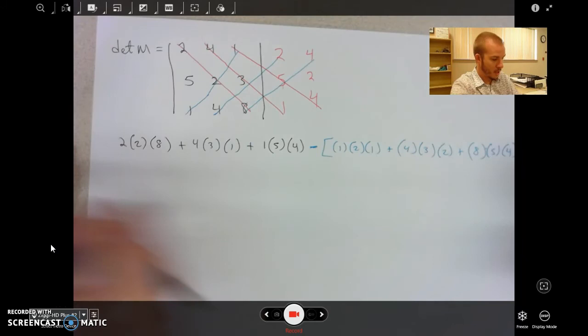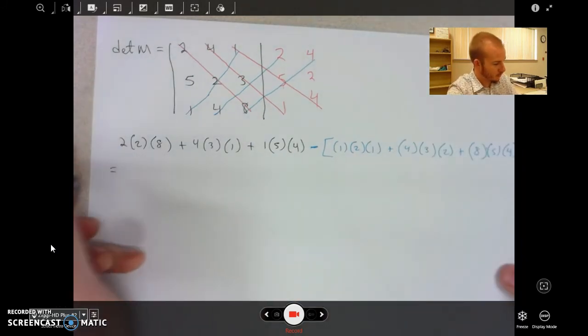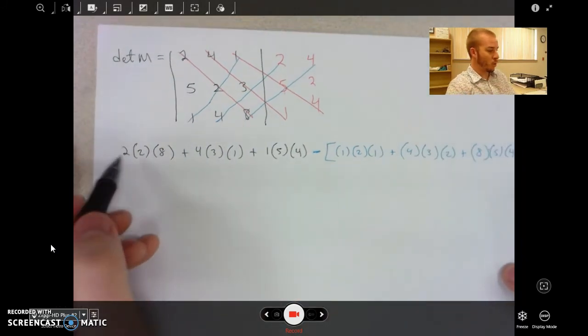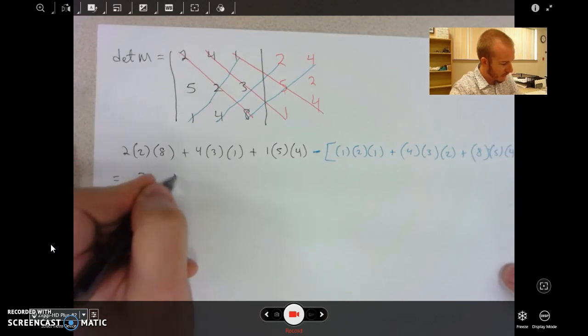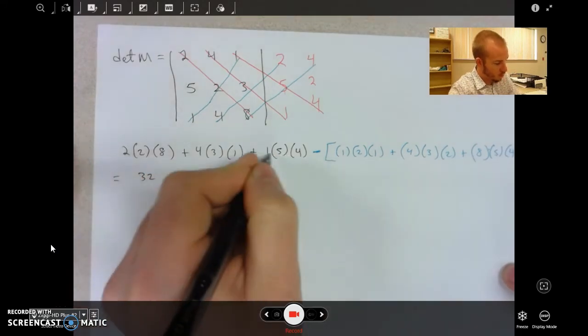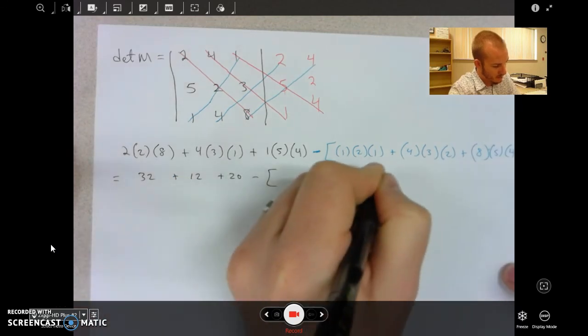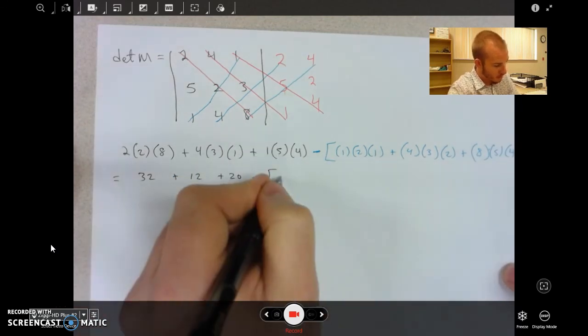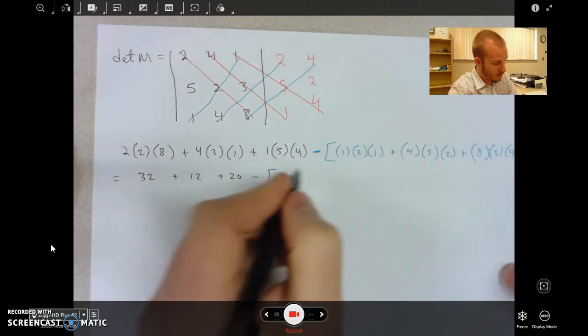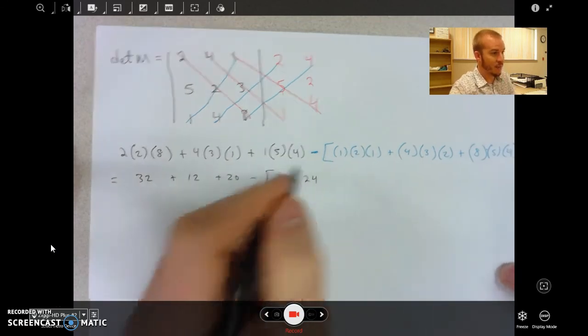So let's do it. Let's see what we get. We should get negative 122. 2 times 2 is 4 times 8 is going to be 32 plus 4 times 3 is 12. Plus 1 times 5 times 4 is going to be 20, minus this quantity here. 1 times 2 times 1 is 2, plus 4 times 3 times 2 is going to be 24, and the video is going to end. Sorry.